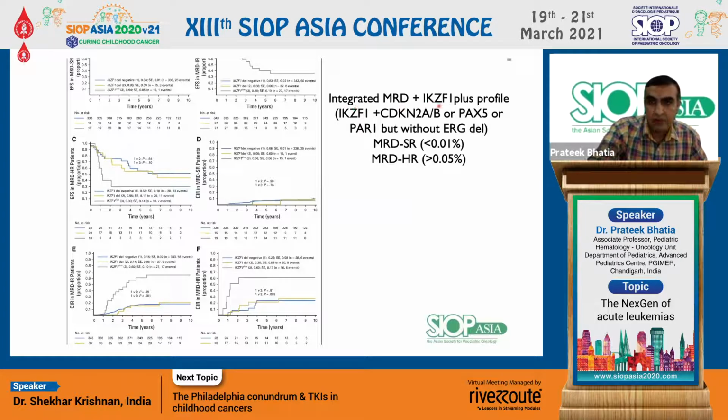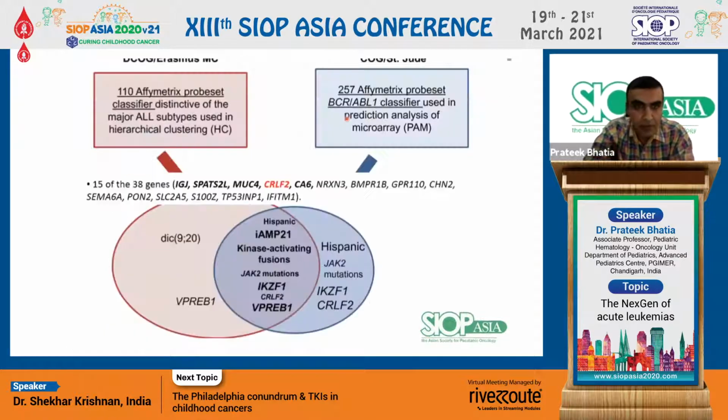Now, the IKZF1 plus profile is basically an IKZF1 deletion along with deletion of CDKN2A, 2B or PAX5, but without a deletion of ERG. What they did was, in cases with the IKZF1 plus profile, they divided the MRD into standard and high risk, and cases with high risk MRD and IKZF1 plus profile had a significantly higher risk of cumulative incidence of relapse, as well as poor event-free survival.